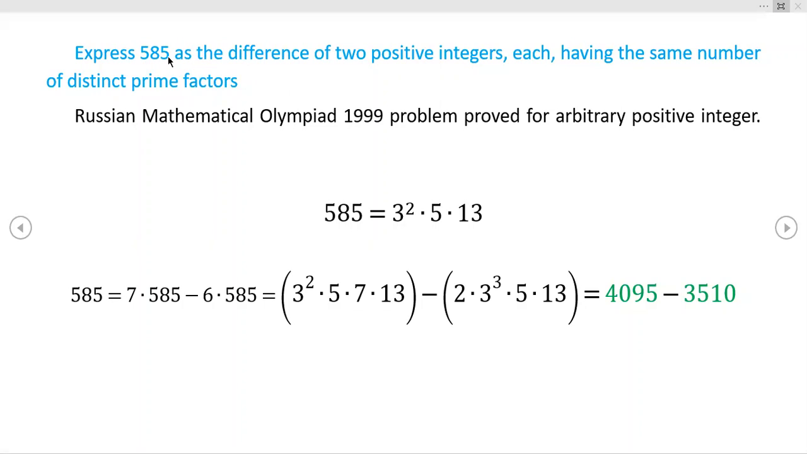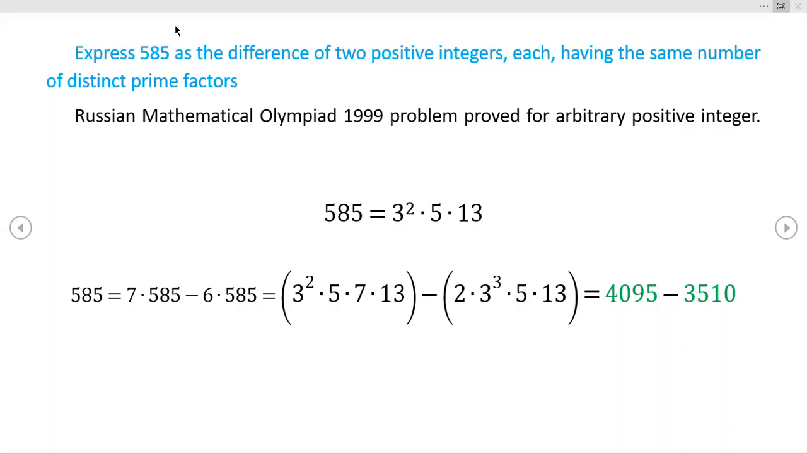I just picked 585 arbitrarily, and it's an odd number, which kind of plays into the way that this goes. And we can express 585 as the difference of two positive integers or natural numbers, where each of those natural numbers have the same number of distinct prime factors. Now, again, it seems like it's something that probably would happen in an infinite number of ways, but to me, it's kind of neat to actually construct the circumstance.